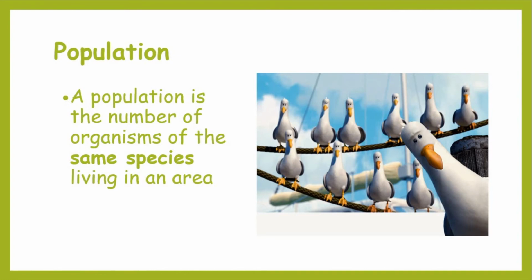So anyway, a population is the number of organisms of the same species. An organism is a living thing. What's your spelling of that term? It's the number of organisms of the same type, the same species living in an area. So in the case of this image, the number of seagulls in a particular area of the seaside. So pause the video here a moment, put down that key term and definition, please.